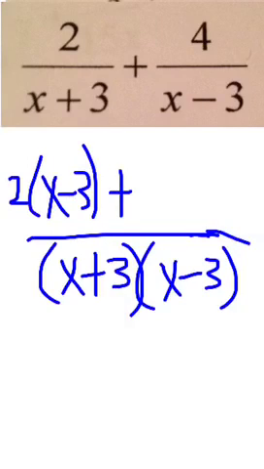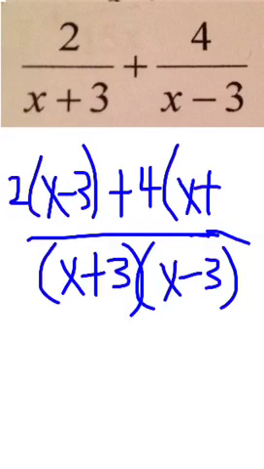Look at the second denominator and compare it with the common denominator. What is missing? Right, in order to make it a common denominator, we would have to include the x plus 3. So to balance it out, multiply 4 times x plus 3.